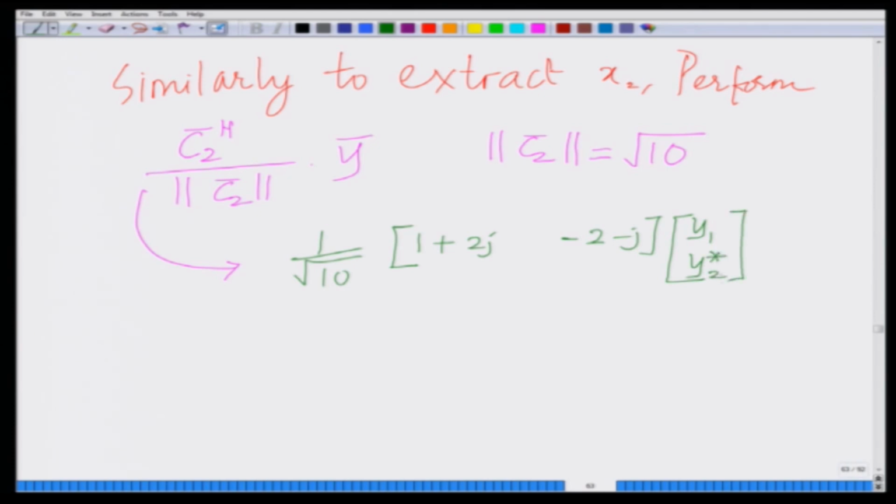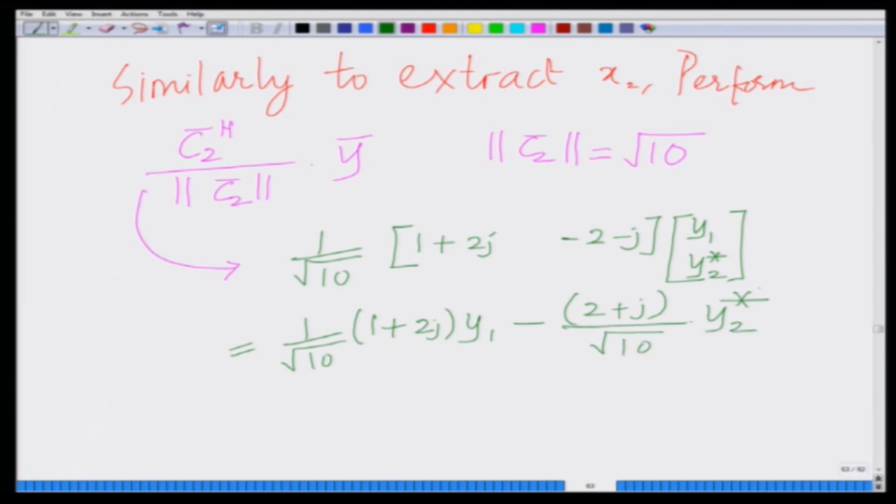y2 conjugate, and this is equal to 1 over square root of 10 times 1 plus 2j into y1, minus 2 plus j over square root of 10 into y2 conjugate, and this helps us extract the symbol x2. So, beamforming along C2 bar Hermitian divided by norm C2 bar helps us extract the corresponding symbol x2.